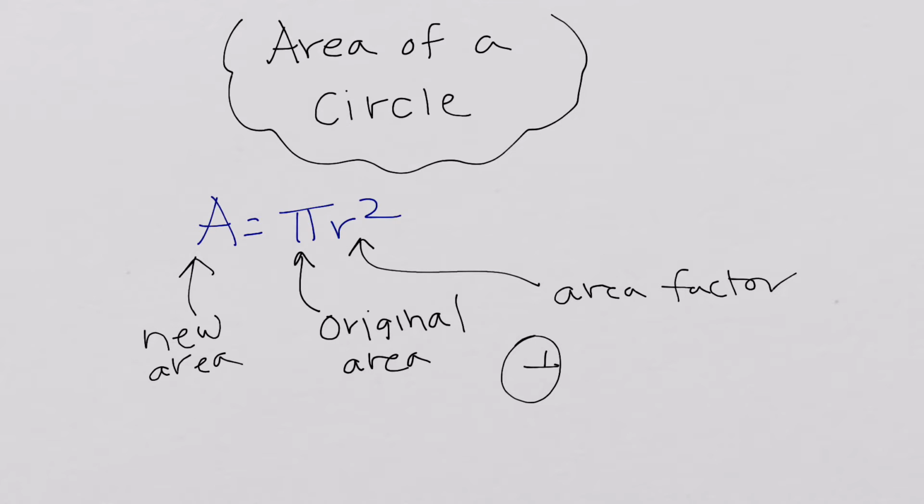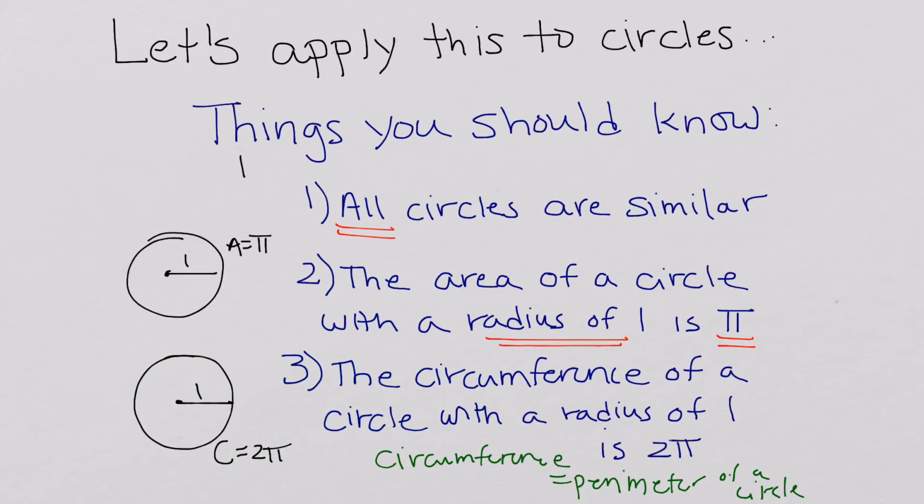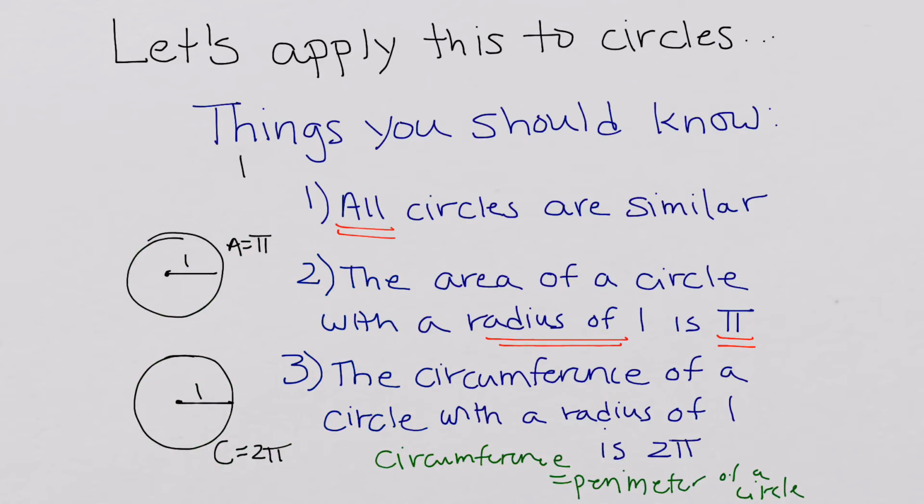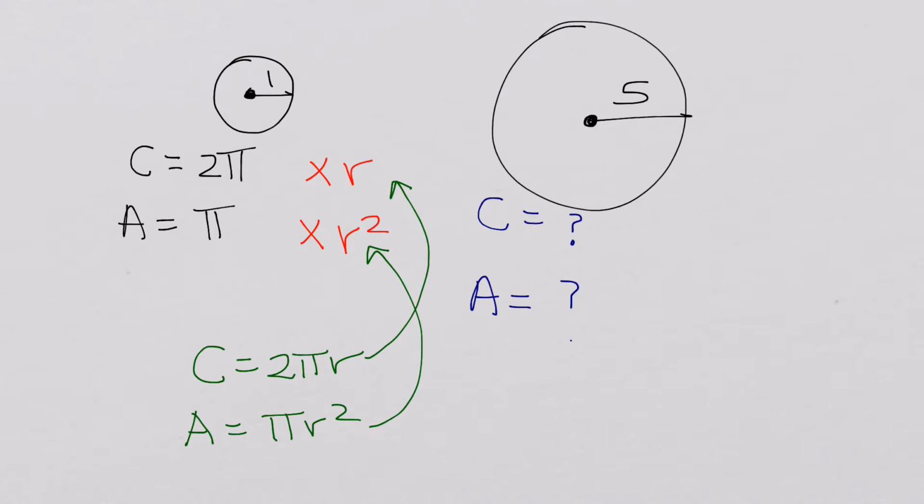And this is exactly the same thing that we were talking about over here. If we know the original area and we multiply by the area factor, we get the new area. It works exactly the same way for circles. The only difference is that we're using pi and 2 pi as our original area and original perimeter, which we're calling circumference.